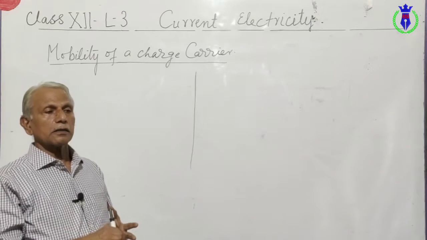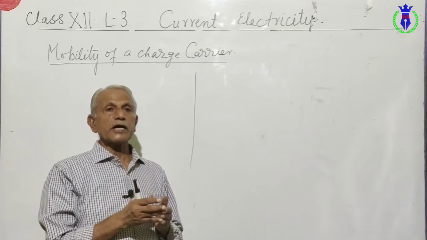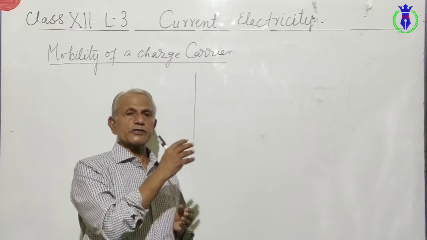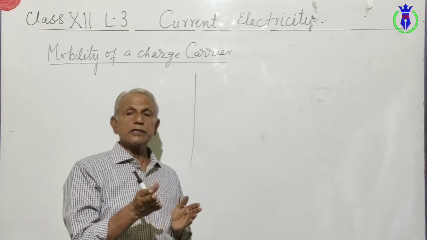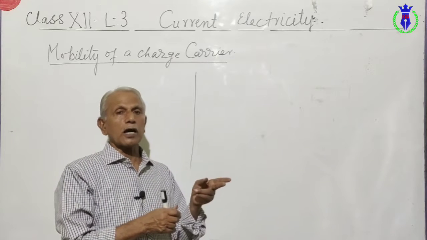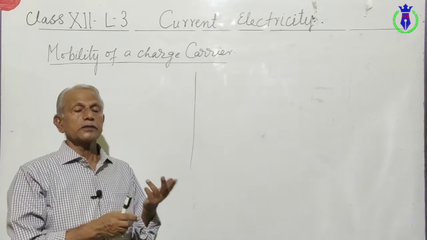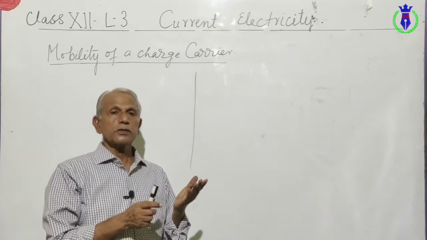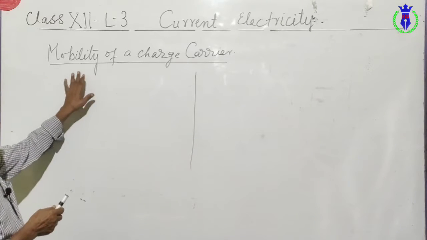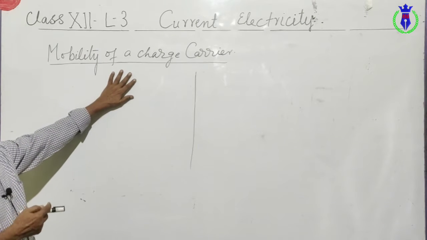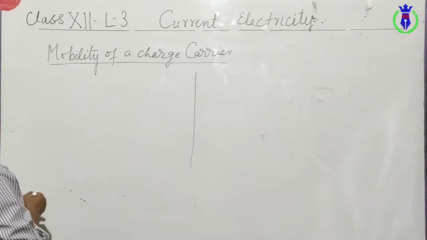But in the case of liquids, there are negative and positive ions which are responsible. Negative ions flow towards the positive pole, and the positive ions flow toward the negative side, and both are charge carriers. In the case of gases, there are two charge carriers responsible for the flow of charge: one is the positive ion, the other is the electron. So the mobility of a charge carrier, the charge carrier can be anything, positive or negative. So what is called the mobility of a charge carrier?